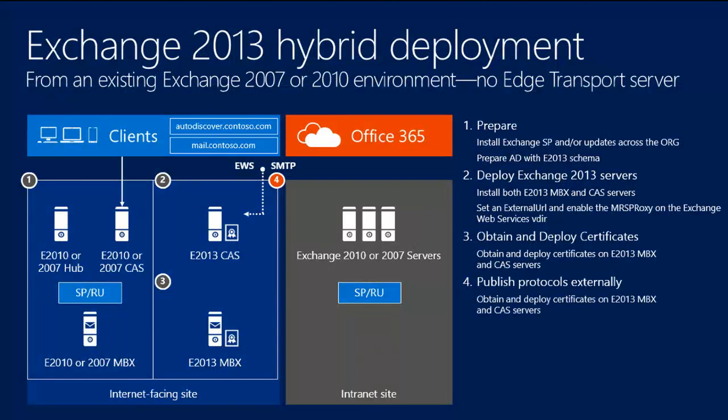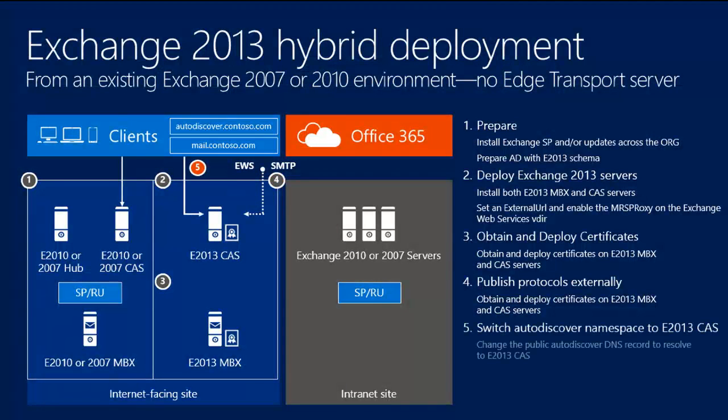You want to publish those protocols, and you want to move Autodiscover to the 2013 server. So I've got the certificate with my Autodiscover namespace on it. I'm going to go to DNS, modify it, and change it so that it reflects the 2013 CAS. If it doesn't, the CAS it will be pointing to will not properly understand the organizational federation and some of the other requirements that you need for a hybrid.